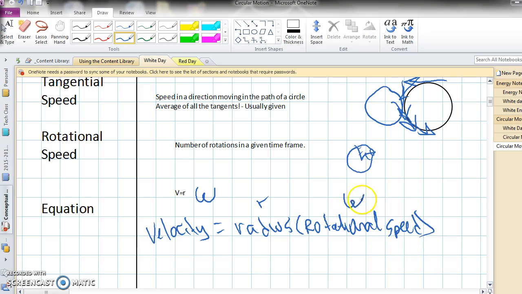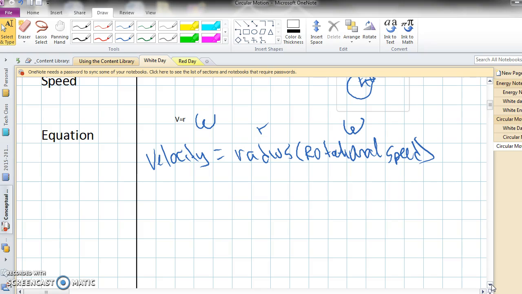Okay, why they chose omega beats me, but that's what they did. Alright, and then go into the history there. What I was trying to get at with that spinning is that every speed is going to be different.